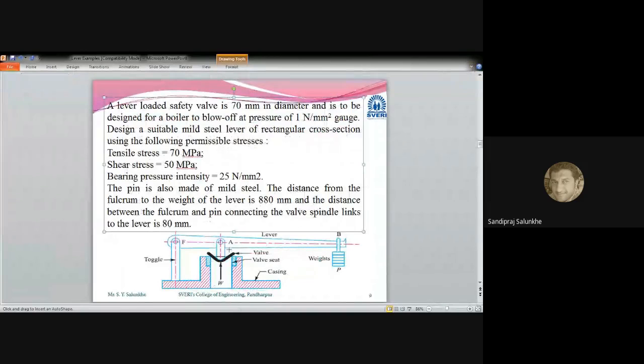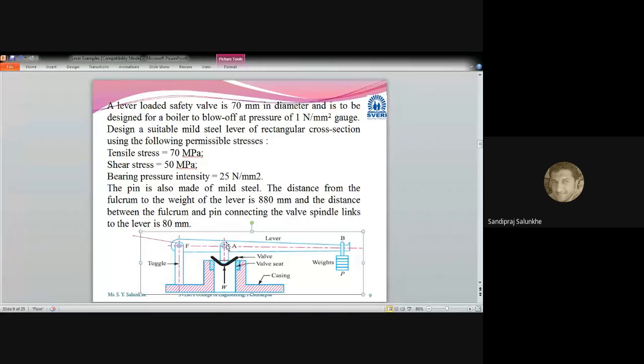Okay, this is what the safety valve is, where this is the fulcrum and here this safety valve is connected with that spindle. So what we are going to do is find out the cross section of the lever, whose length is given, as well as the diameter of these two pins where that safety valve is connected with the lever.